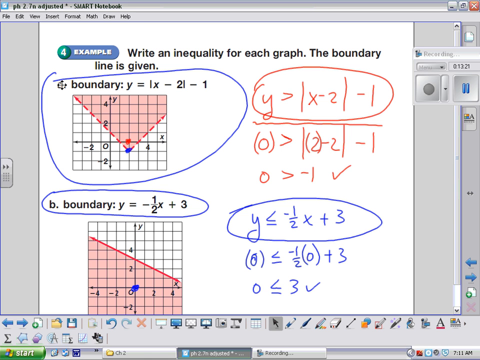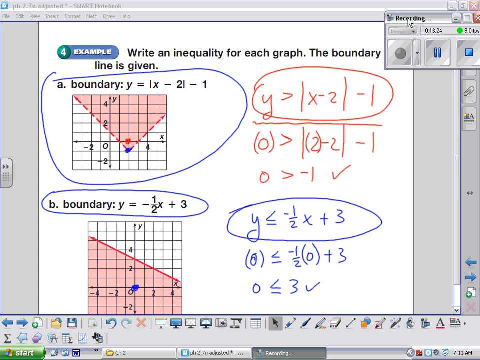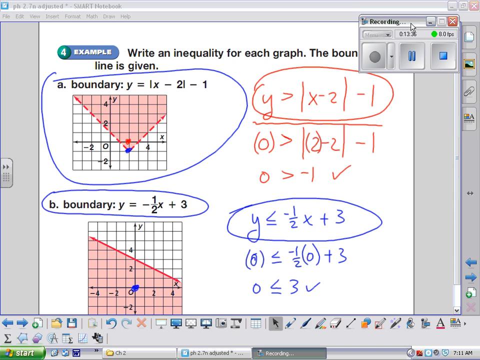That's your lesson for today, section 2.7. Right now you can write a linear inequality, you can write an absolute value inequality, and you can recognize from the graph what that equation would be. Hope you're having a great day, and we'll talk to you soon.